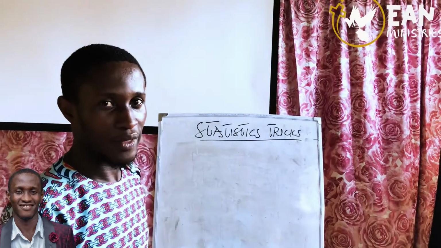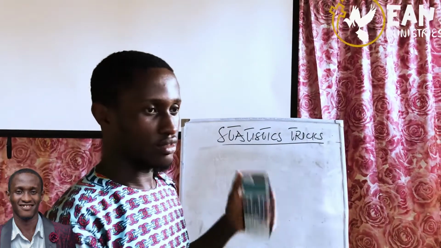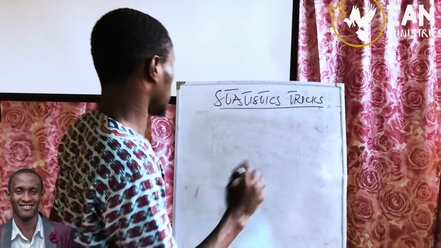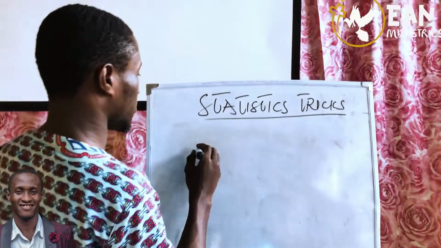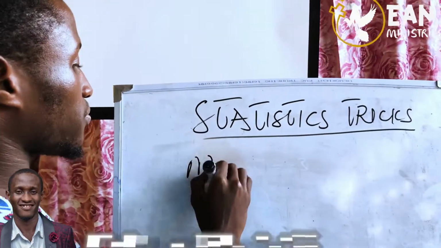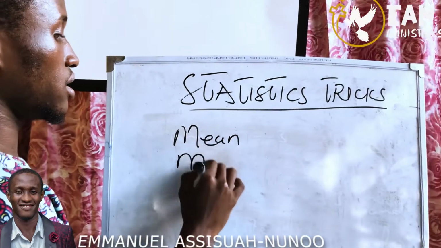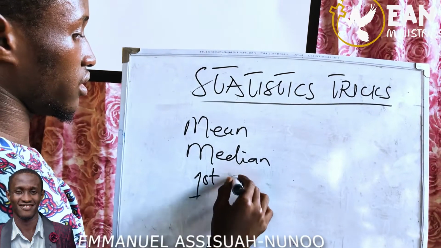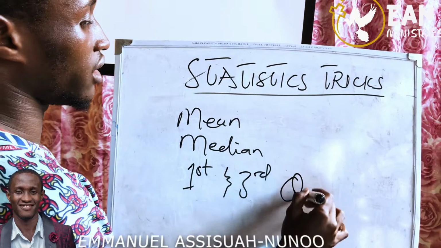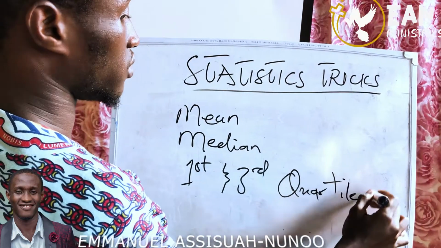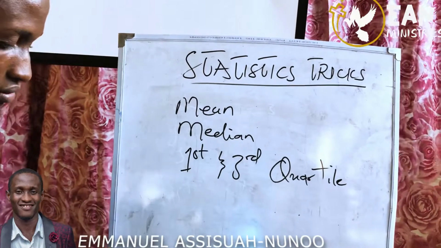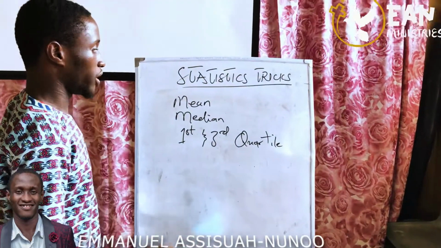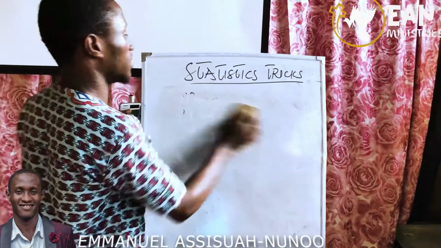Statistics for the WASSCE calculator. You look at the calculator and steps to skip, or how to work with speed. Okay, so mostly in statistics, what we are mostly asked is the mean, the median. Sometimes they can ask us to find the first and third quartile. I think that's mostly what they ask. So we are going to look at these things in a quick moment.